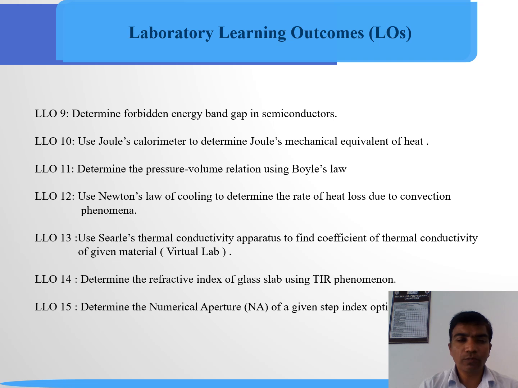Here are the rest of the LLOs. Determine the forbidden energy band gap in semiconductors. LLO10 is use Joule's calorimeter to determine Joule's mechanical equivalent of heat. Then LLO11 is determine the pressure-volume relation using Boyle's law. LLO12 is use Newton's law of cooling to determine the rate of heat loss due to the convection phenomenon. And LLO13 is use Searle's thermal conductivity apparatus to find the coefficient of thermal conductivity of a given material.